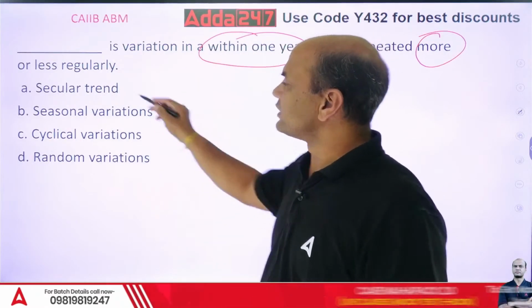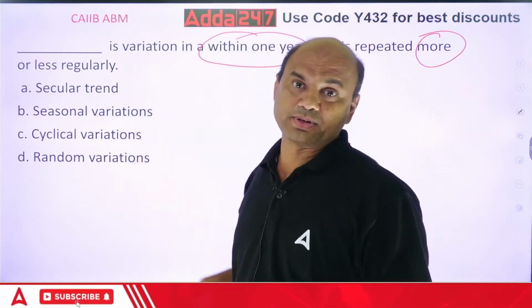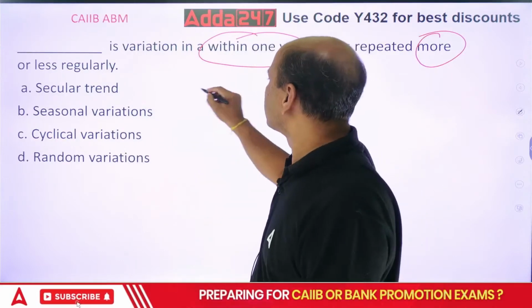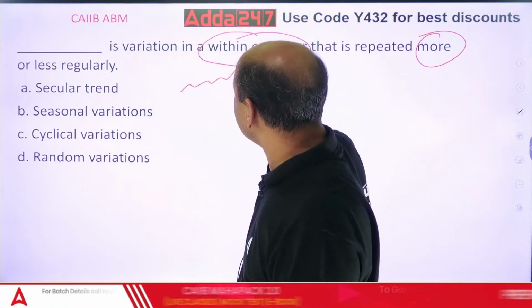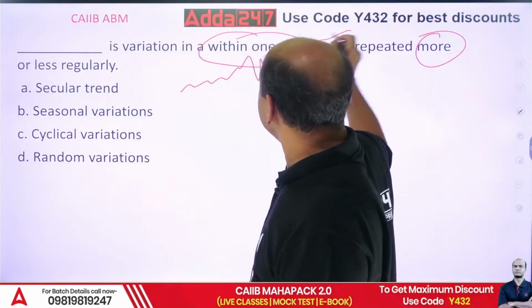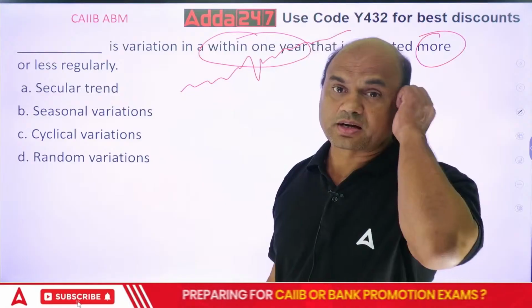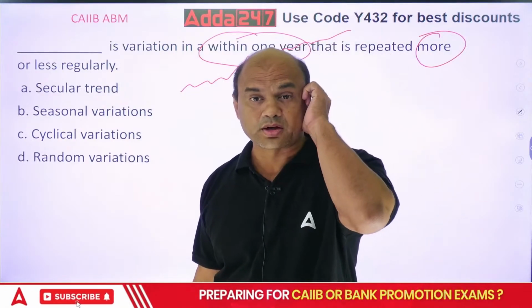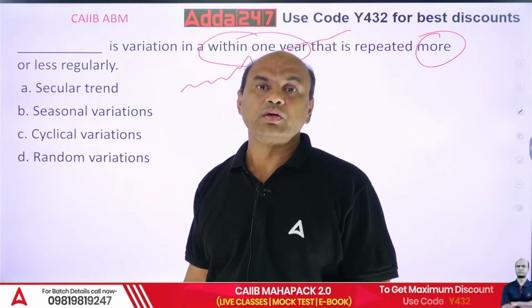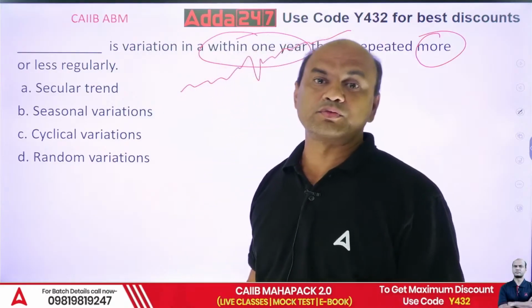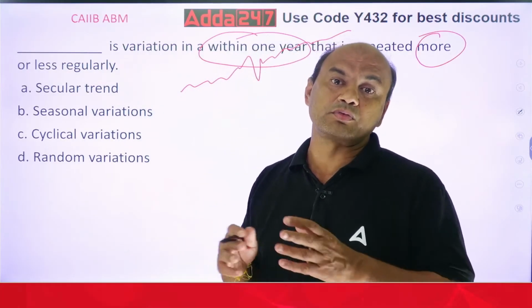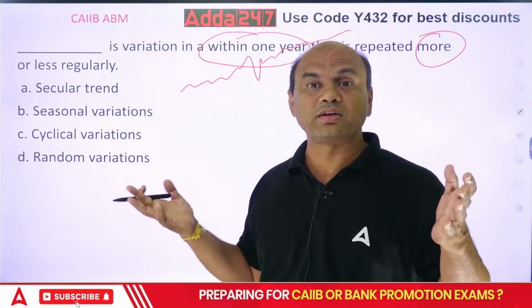So secular trend is a long-term aspect. Long-term means in the long run, if you see the stock market will always go like this, up. In the long run, it's always up. So secular trend will always be up in the long run. Okay. Also, secular trend will be used for a period of more than almost 5, 10, 20 years.